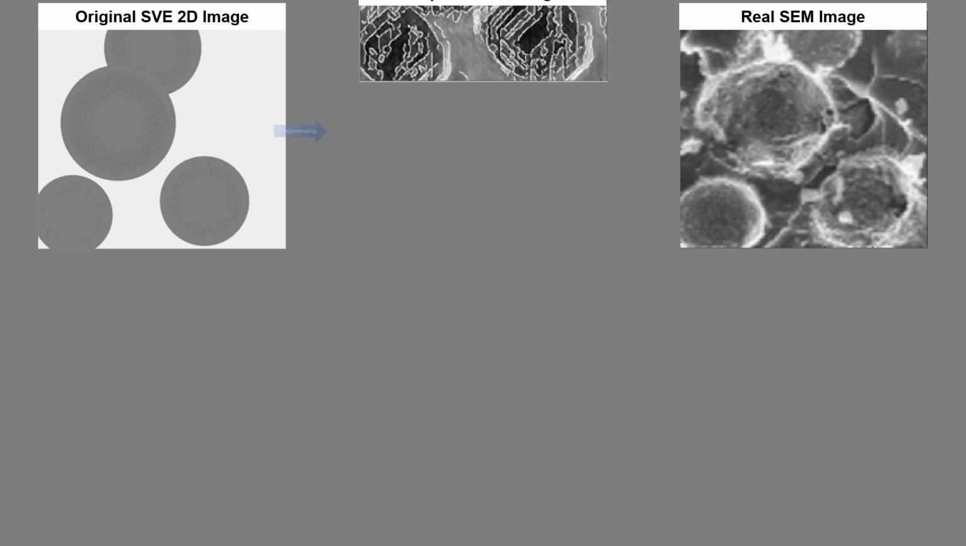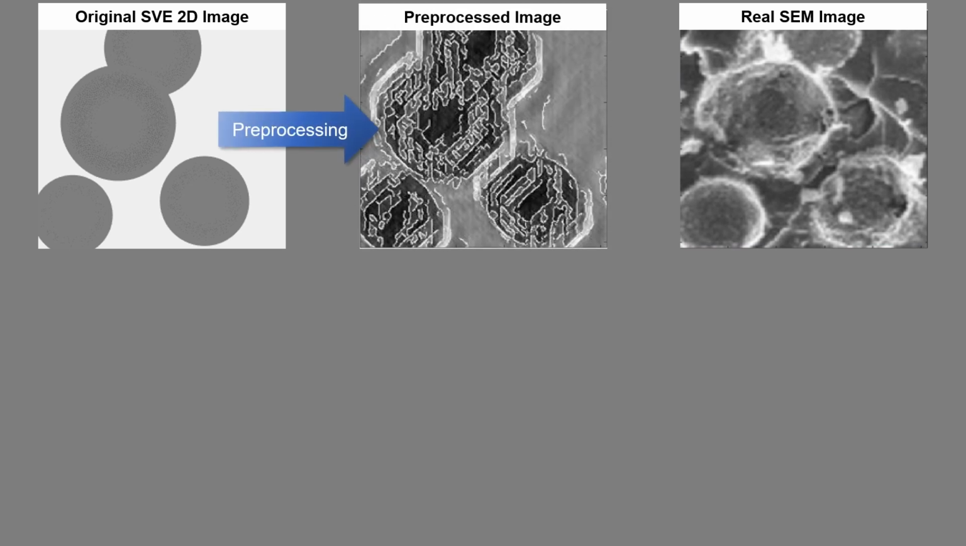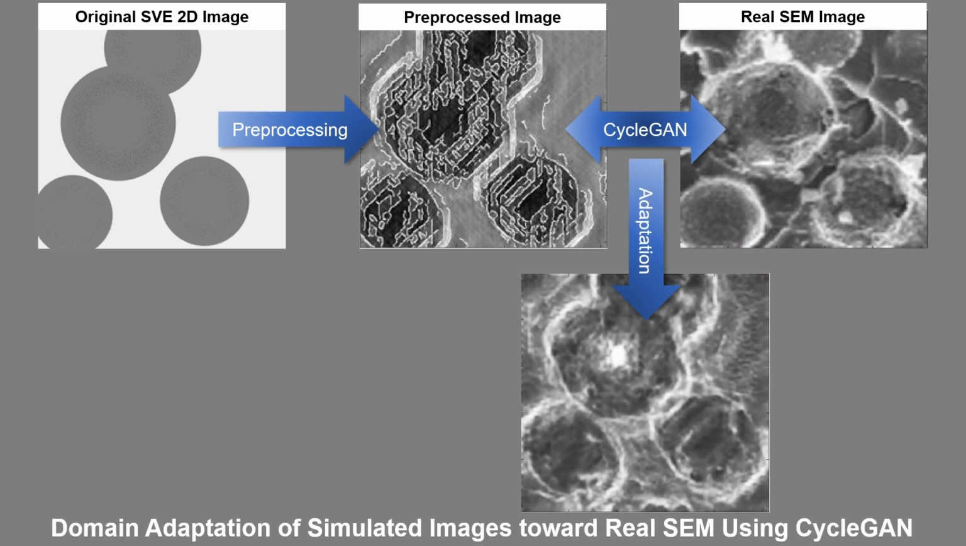However, a clear visual gap exists between simulated images and real SEM images. To bridge this gap, the simulated images are first pre-processed, and CycleGAN is then used for domain adaptation. As a result, the simulated images are transformed to closely resemble real SEM images while preserving their microstructural geometry.